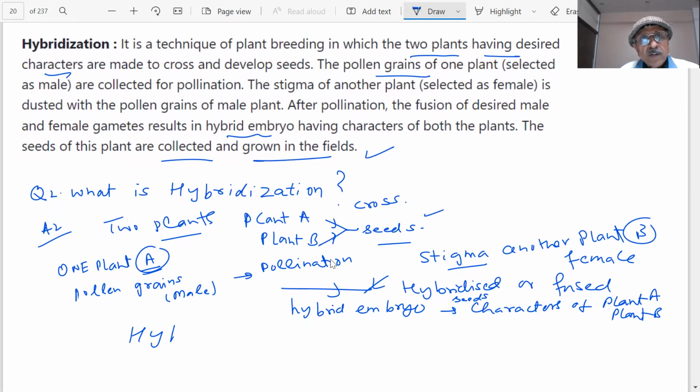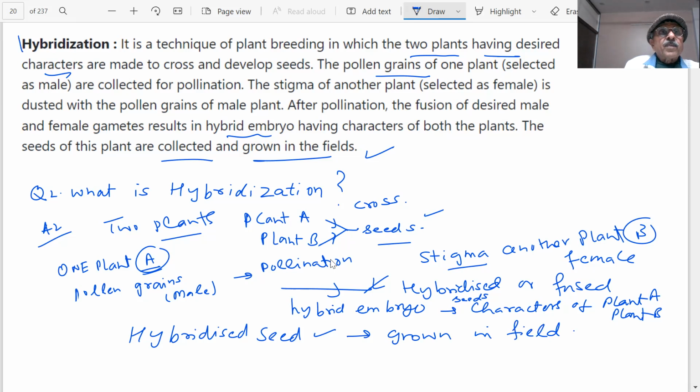The hybridized seeds are produced by means of, you have seen, you have selected two plants A and B. One is supplying the male pollen grain, and the stigma of another plant is the female. So they are hybridized and you produce a new seed which has characters of both plant A and plant B, and then that can be grown in the fields. What do you call this? Hybridization. So we are mixing, hybridizing one plant with another plant, okay?